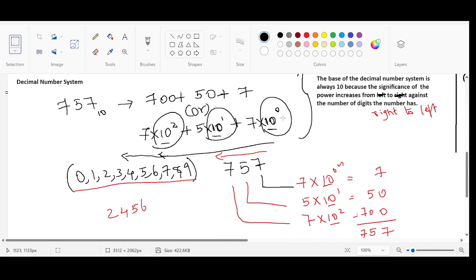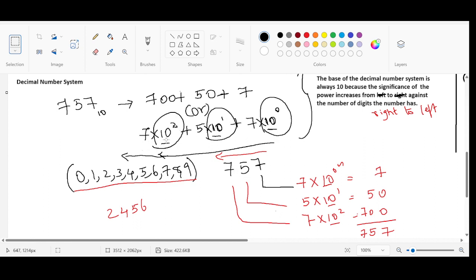The significance of the power increases from right to left. The digit placed at the complete right side is called the least significant digit. As you keep adding powers, the significance goes from 0 upward: 10 to the power of 0, 10 to the power of 1, 10 to the power of 2, and so on, depending upon the number of digits you have. If you evaluate this, you get the same number.